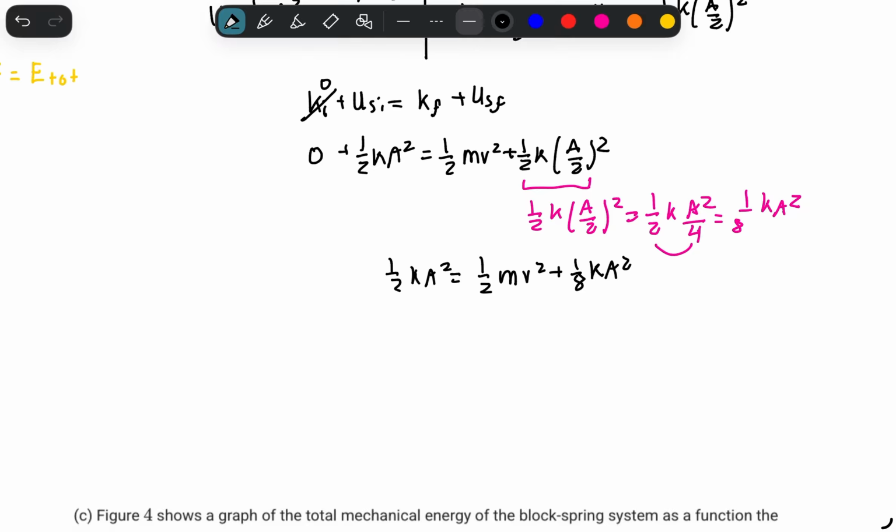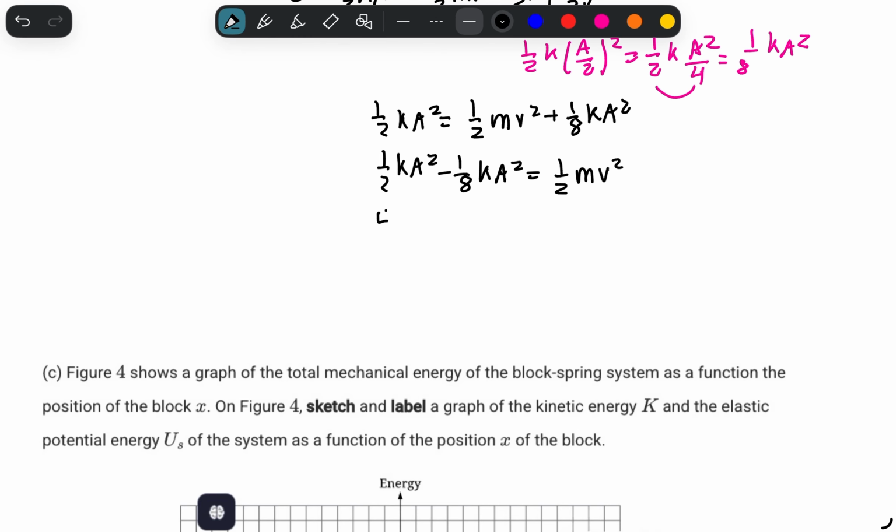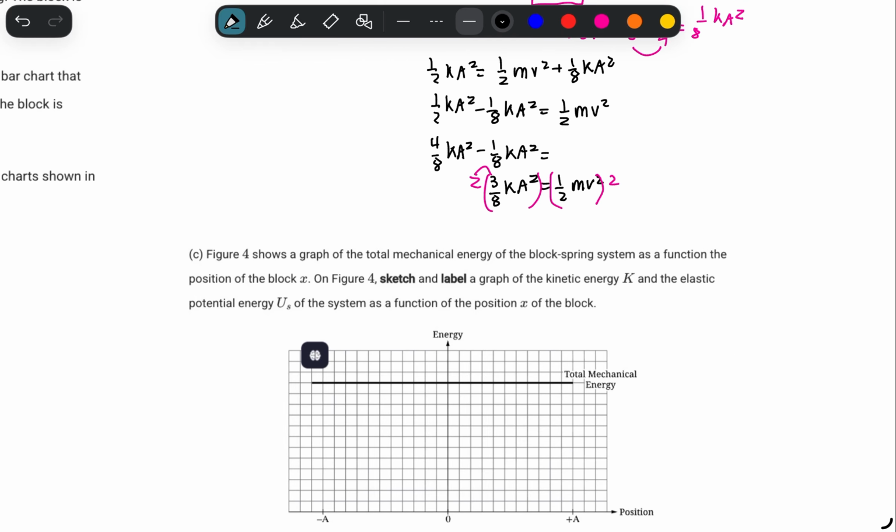Now all we have to do is subtract. We have 1/2 ka squared minus 1/8 ka squared is equal to 1/2 mv squared. This is the same thing as writing 4/8, 1/2 ka squared minus 1/8 ka squared. And this is 3/8 ka squared is equal to 1/2 mv squared. All we do is multiply by 2 on both sides here. So then 3 times 2.